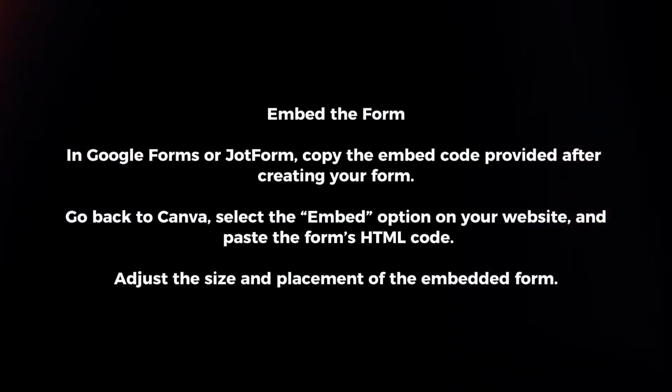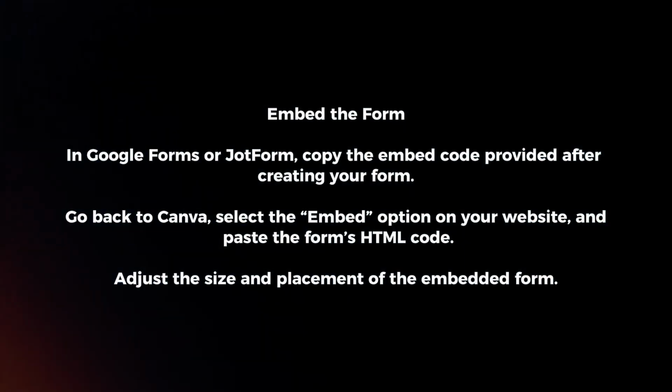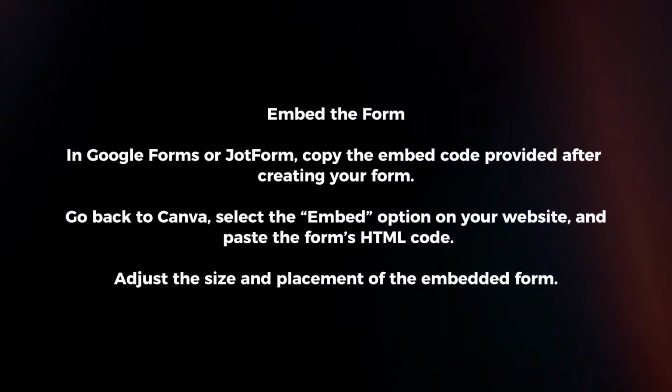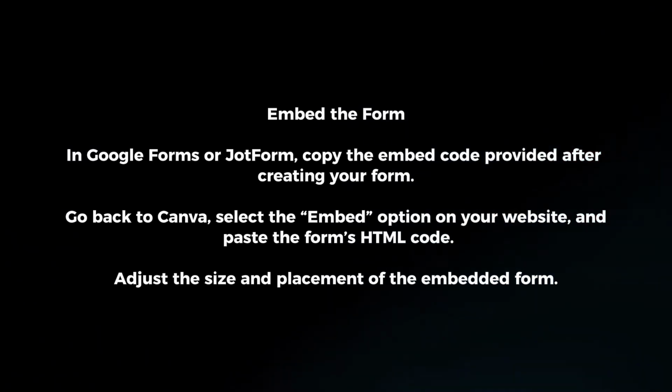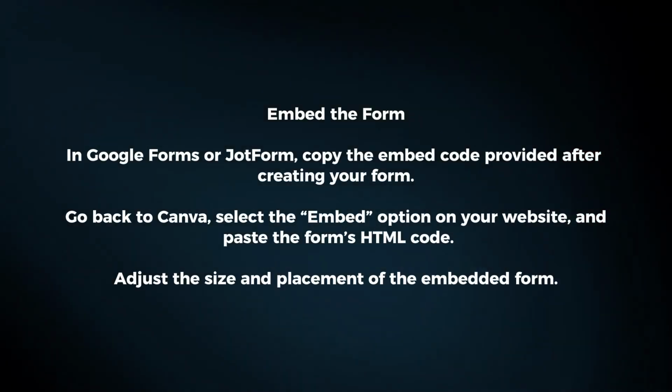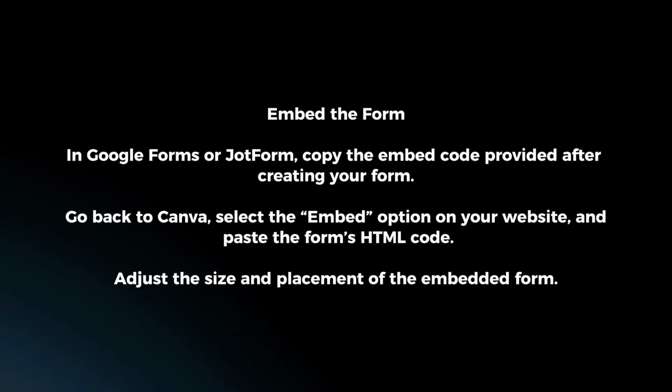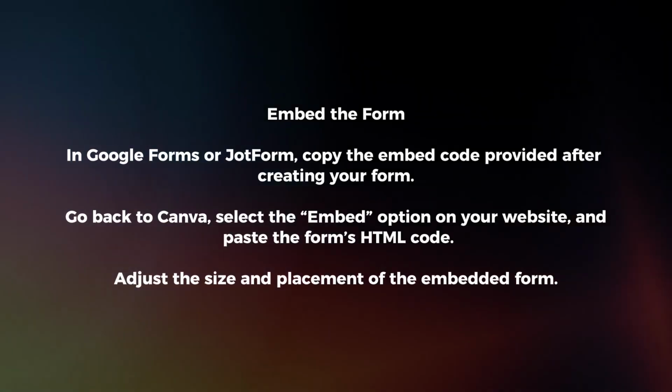Embed the form. In Google Forms or JotForm, copy the embed code provided after creating your form. Go back to Canva, select the embed option on your website, and paste the form's HTML code. Adjust the size and placement of the embedded form.